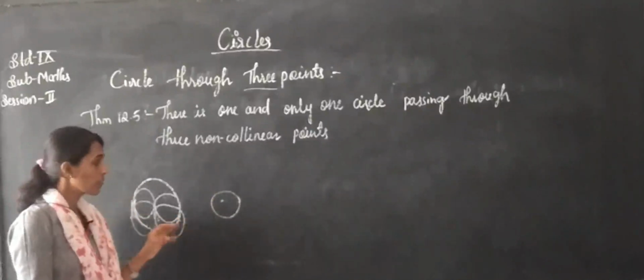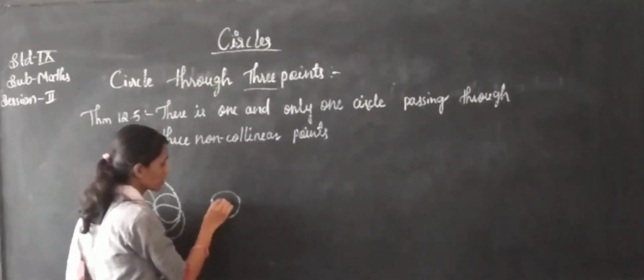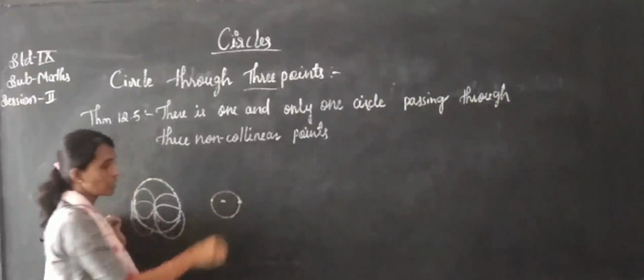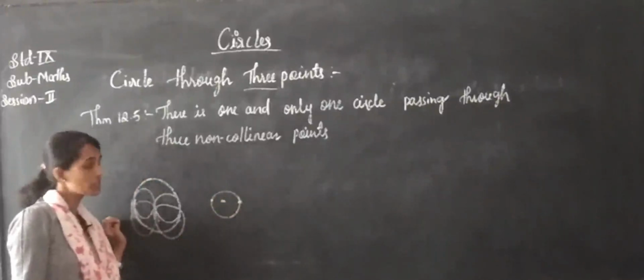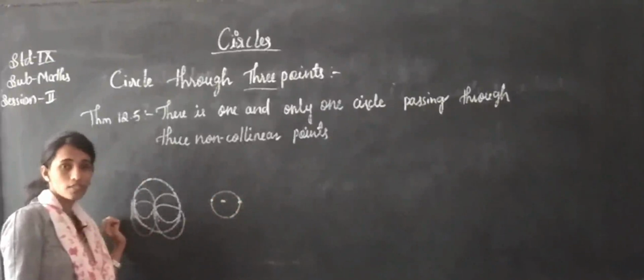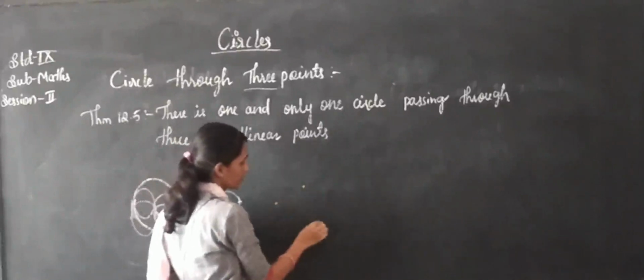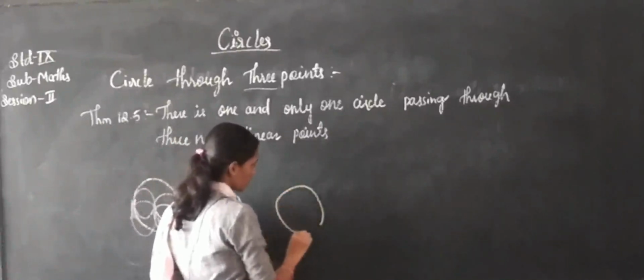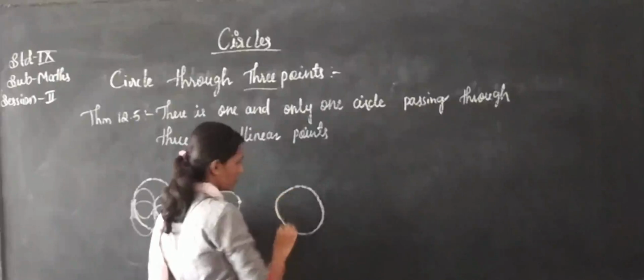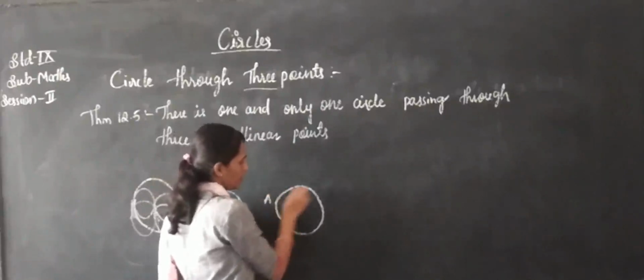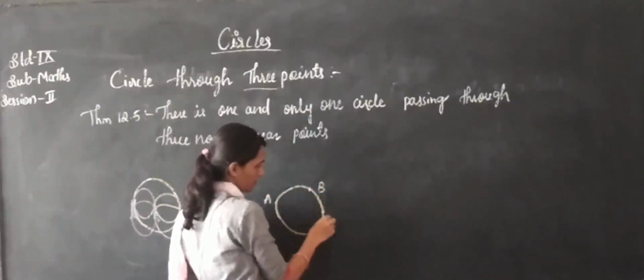So if we can't construct a circle by taking 3 collinear points, it means the 3 collinear points do not lie on a circle. But if you take 3 non-collinear points, then we can construct a circle for them. Here A, here B, here C.